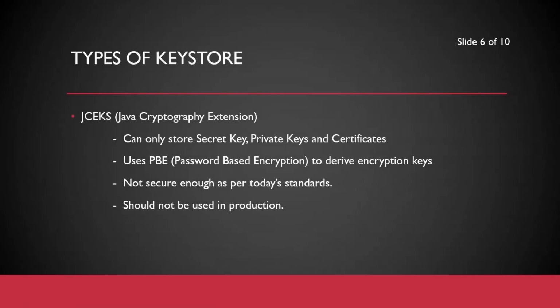Next, we have JCEKS, where JCE stands for Java Cryptography Extension. JCEKS is a superset of JKS. Unlike JKS, JCEKS allows you to store secret keys along with private keys and certificates. JCEKS uses a technique called PBE, password-based encryption, to derive an encryption key based on the password being used. The encryption method used by JCEKS is also not strong enough by today's standard, therefore it should not be used in production.